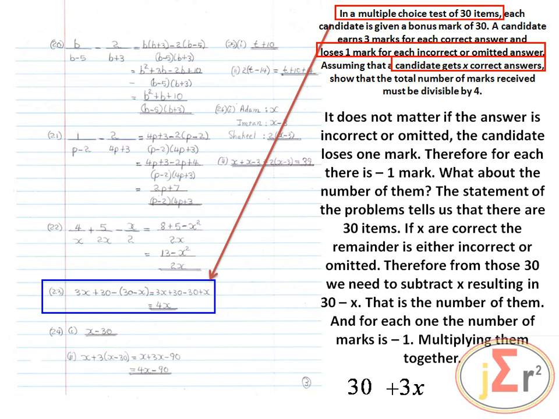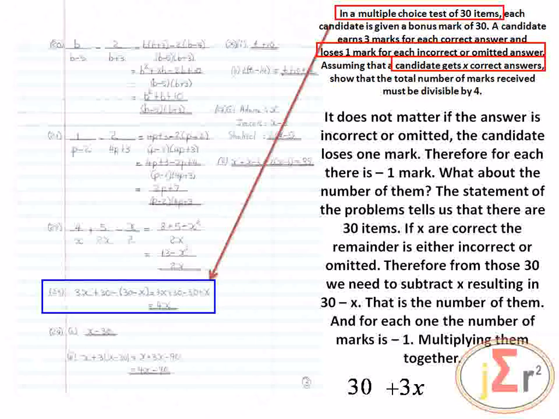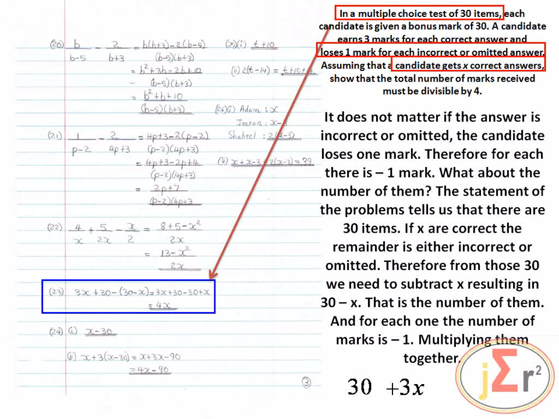If X are correct, then the remainder is either incorrect or omitted. Therefore, from those 30, we need to subtract X, resulting in 30 minus X. That is the number of them, 30 minus X. So 30 items in all, X are correct. The remainder will be either incorrect or omitted, which will be represented by 30 minus X.